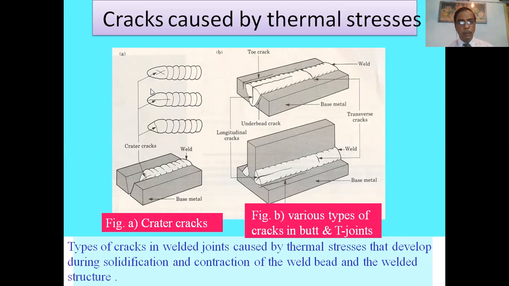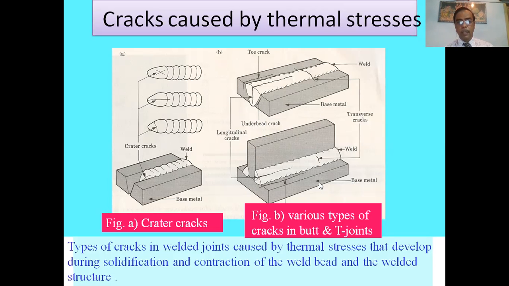Crater crack. This is called crater crack. In this figure, there is a crack in a butt joint and a T joint. This is the T joint, this is the butt joint. This portion is called toe crack. This is a longitudinal crack, and this is an underbead crack. This is base material. This is the transverse crack, in the base material.